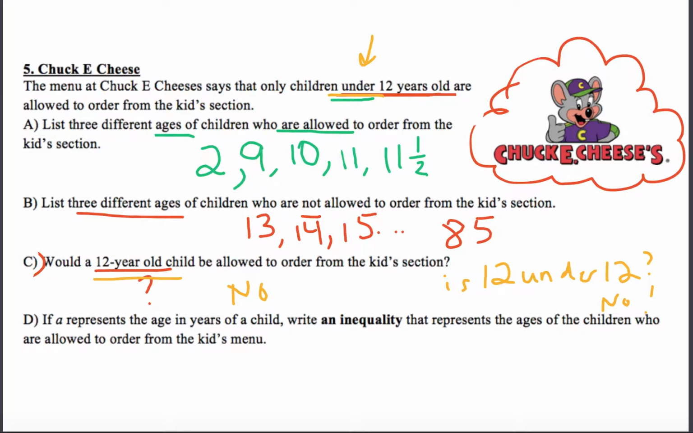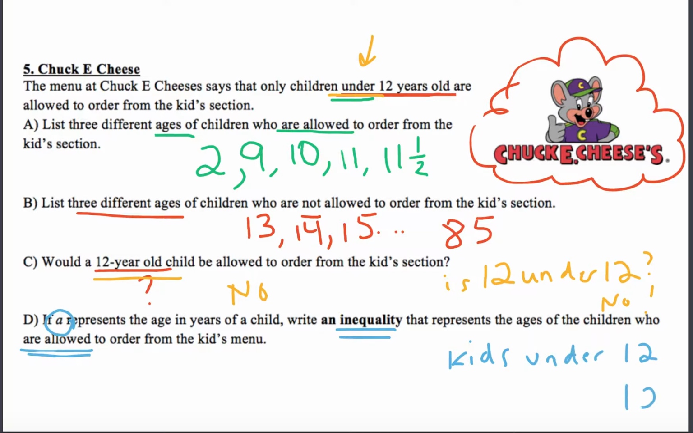So, if we are going to bring this back to what we've been talking about with inequalities, if A represents the age in years of a child, write an inequality that represents the ages of children who are allowed to order from the kids menu. So, the kids who are allowed to order are going to be kids who are under 12.